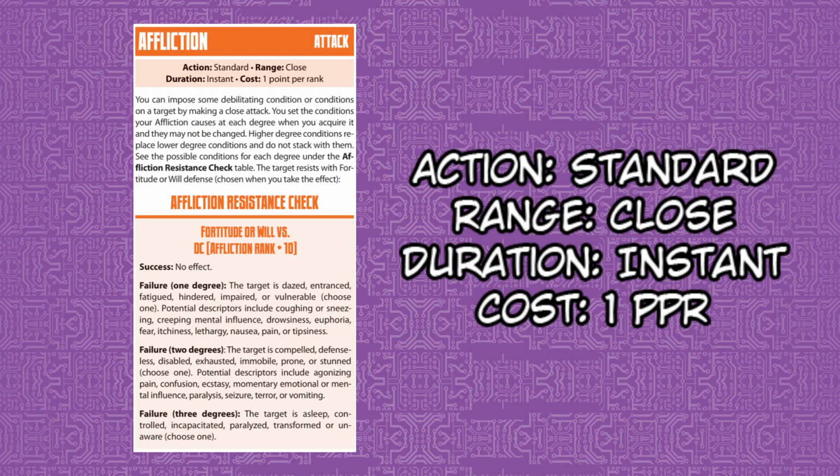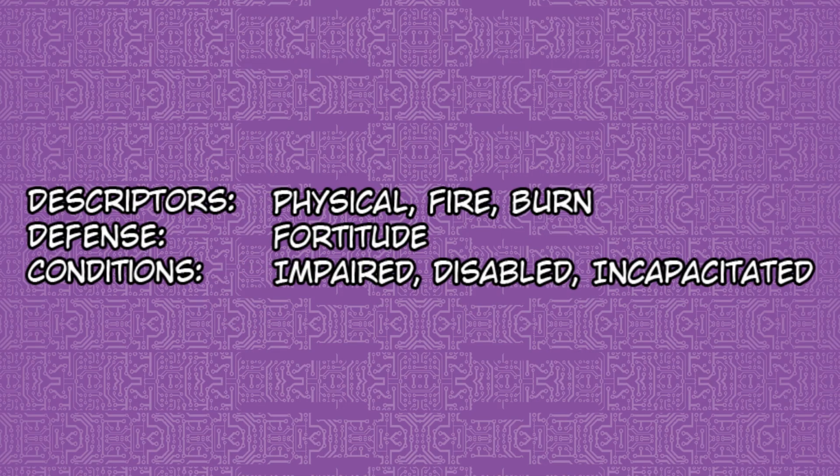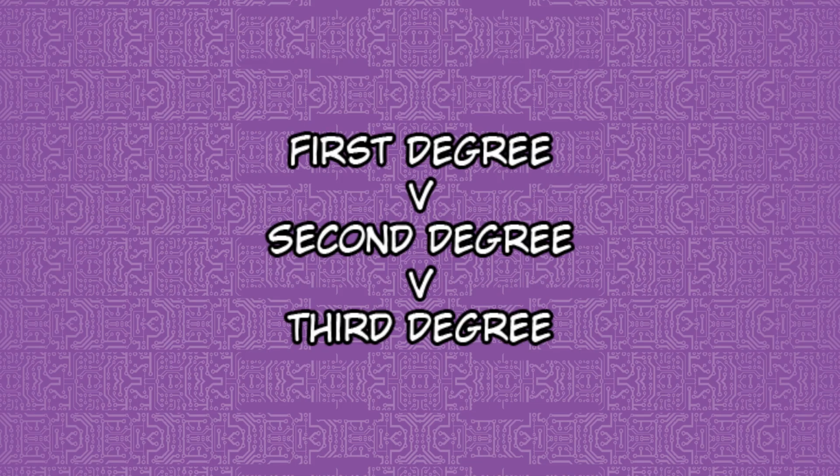Affliction powers take a standard action to perform and start off at close range, instant duration, and cost 1 point per rank, before modifiers are applied. You perform an attack check, and if it hits, impose 1 or more conditions or status effects on the target. When a power is created, your descriptors, targeted defense, and inflicted conditions are immediately chosen, and changing requires DM permission. Higher degree conditions always replace lower degree conditions, and conditions do not stack between degrees, so choose wisely.